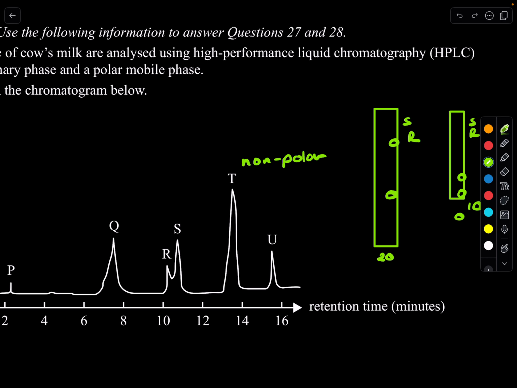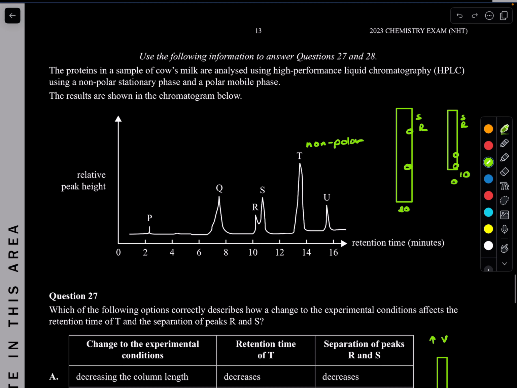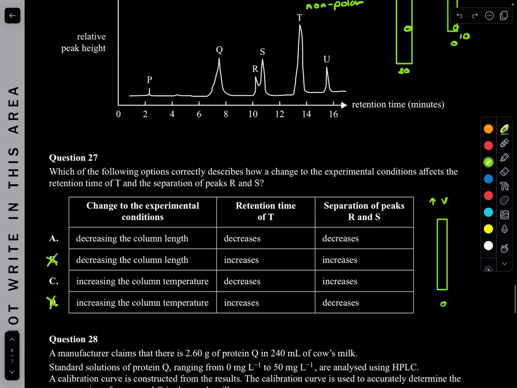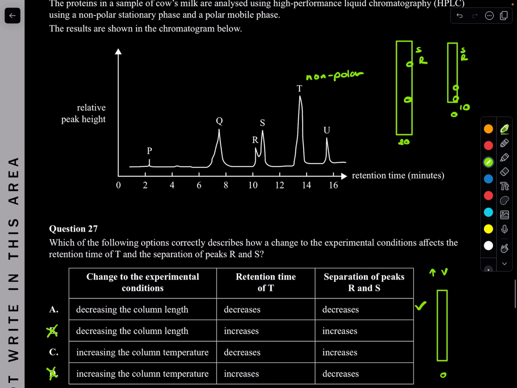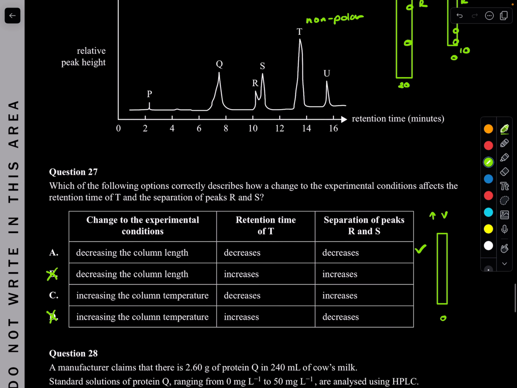So the separation between R and S, when you decrease the column length, it's even worse because they don't actually have a lot of time to be separating from each other. So if you think about it, separation of peaks in R and S, if you decrease the column, it will actually decrease. This one looks good. Yeah, because they don't have a lot of time to separate from each other if you decrease the column length. So yeah, I hope that makes sense. I think I'm talking a lot, and it's a little bit hard to explain these things, but yeah, that makes sense.